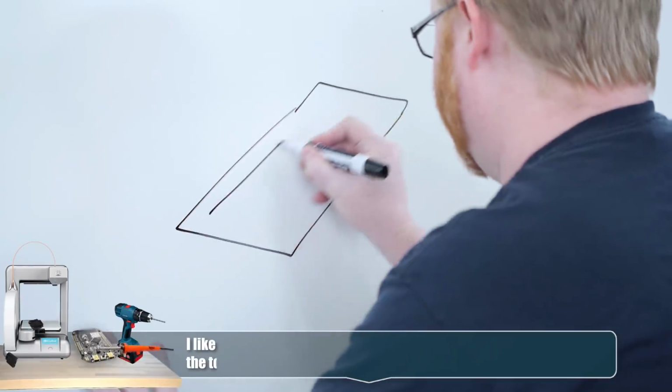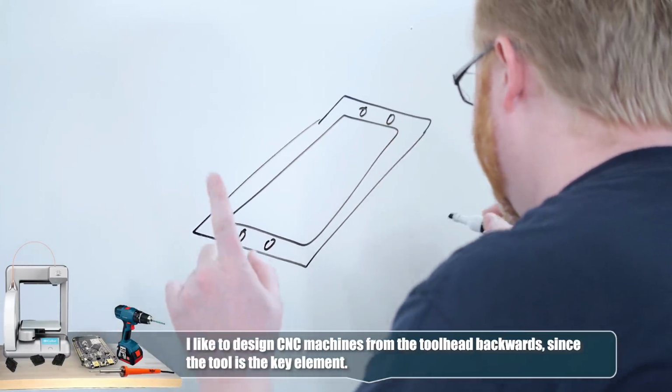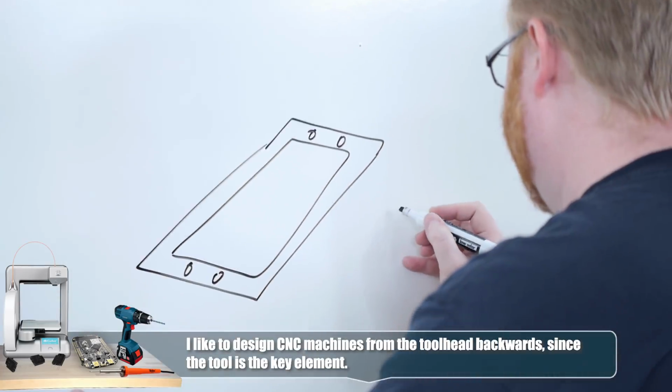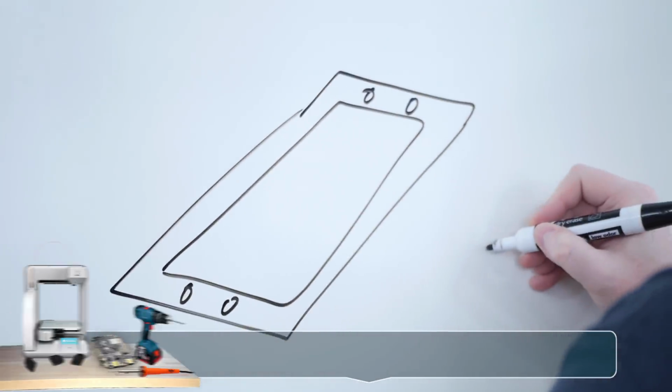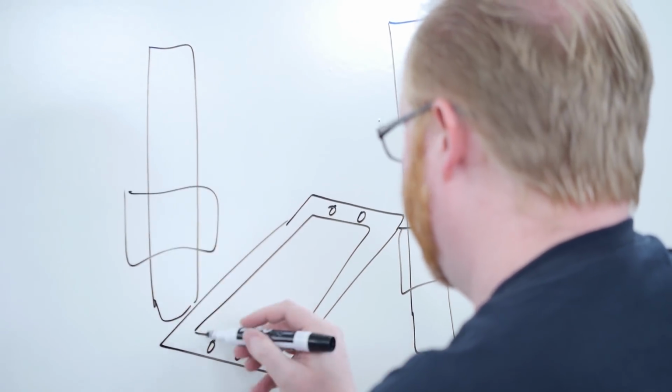It's about like yay big. So we made that. Now we need a way to move this up and down. So I'm thinking we could maybe have some rods here as well, on either side of it, and then have the bearings.